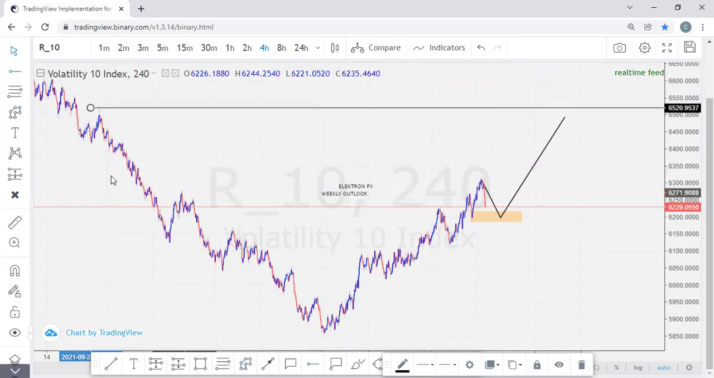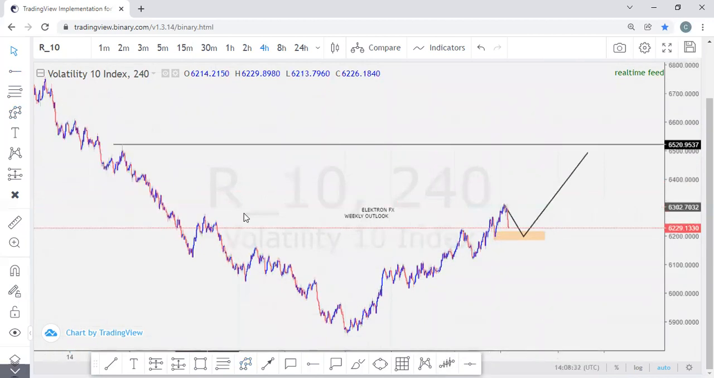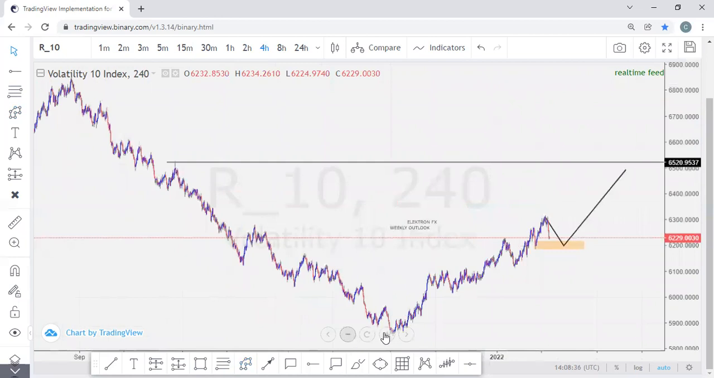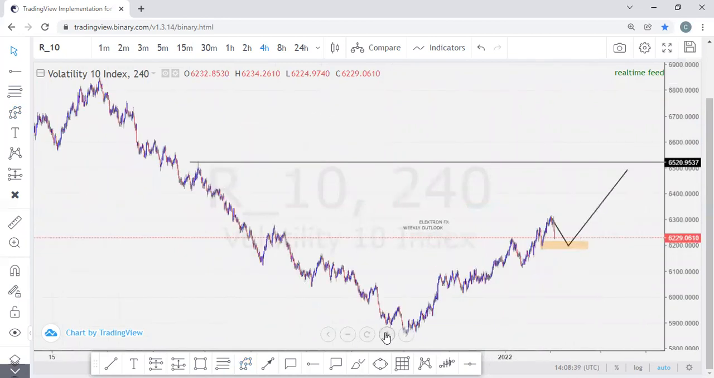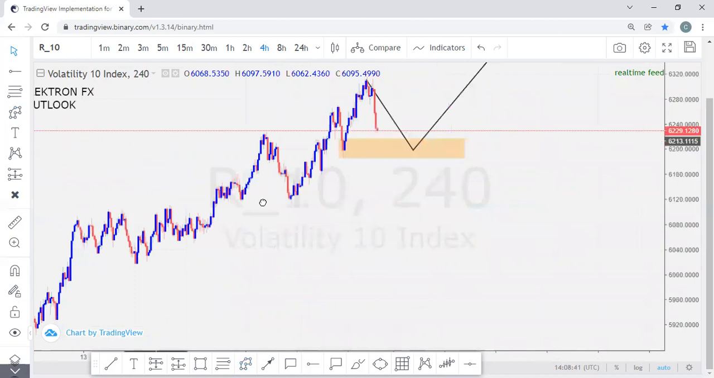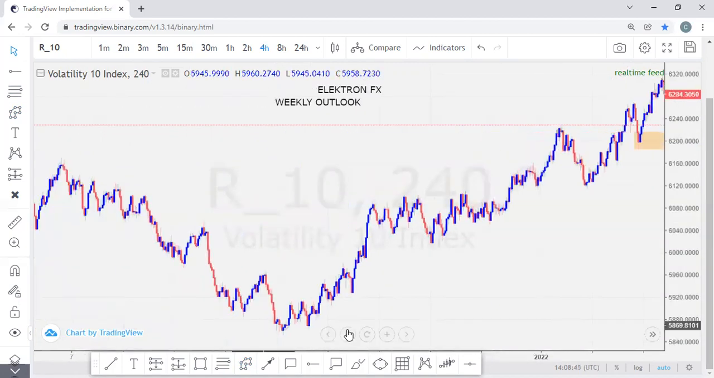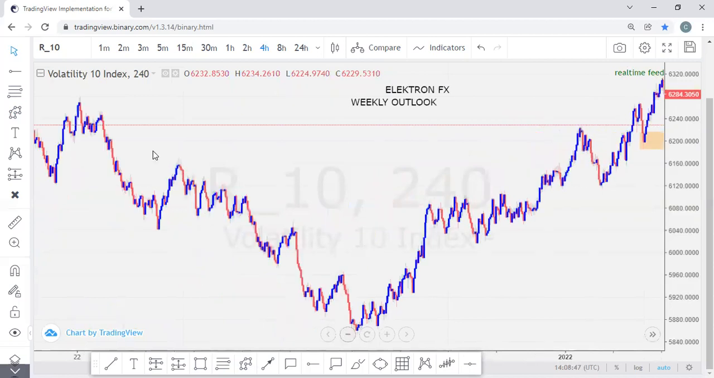I'm looking to buy there and take my profit there. That should be my take profit, around there. Let me zoom in to see what is happening. Time may not permit us to stay so long here, so we'll just look at those two assets. I just want you to understand the concept of how we do the analysis.